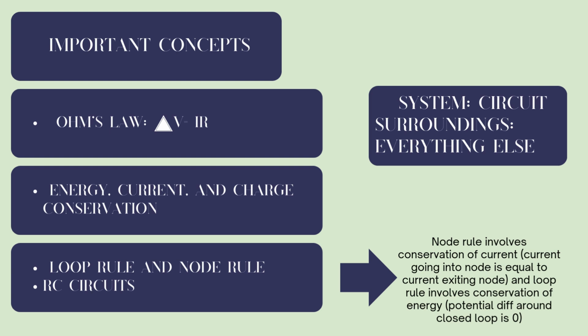So the node rule involves conservation of current. Current going into the node is equal to current exiting the node. And the loop rule involves conservation of energy, which is that the potential difference around a closed loop is zero. In this scenario, our system is going to be the circuit and our surroundings is going to be everything else.